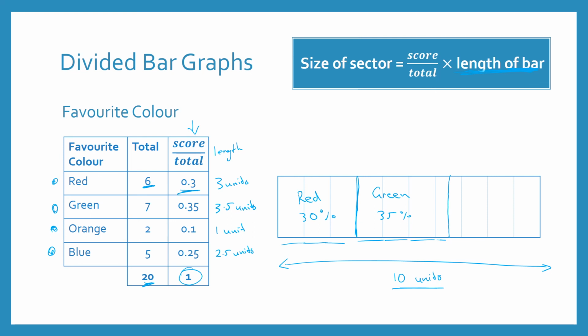Next is orange, that's 1 unit. So we go 1 across. We're going to go down here. We're going to get orange, and that was 10%. And then finally, this area here should be the blue, which is 2.5 units. We have 1, 2.5. So we have blue, which is 25%.